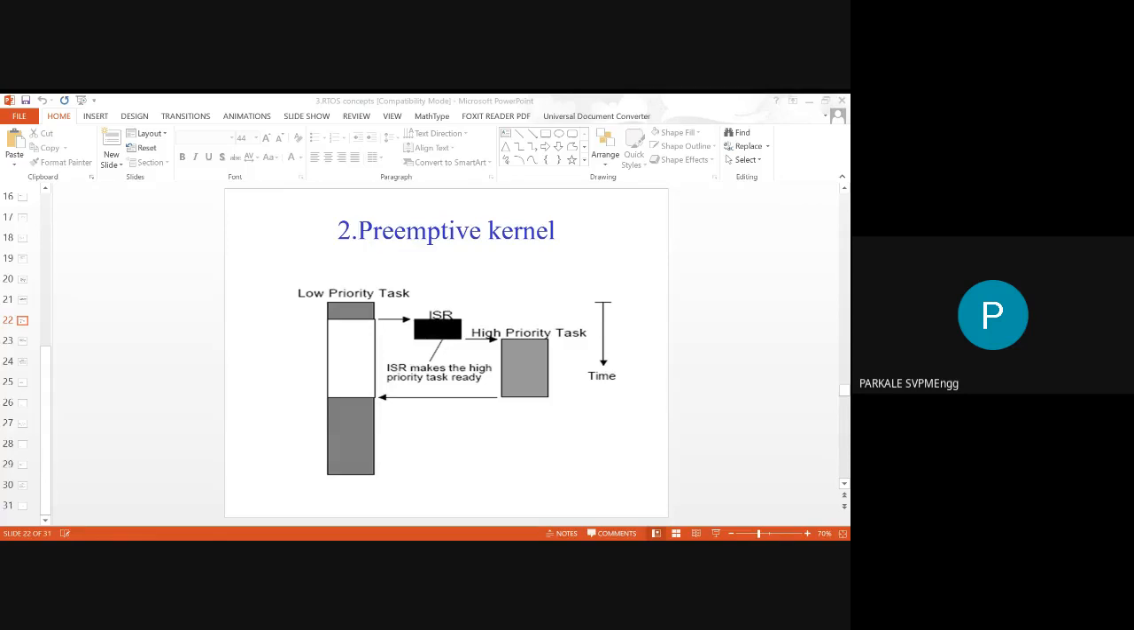So preemptive type of scheduling and non-preemptive type of scheduling. These are the two main scheduling algorithms that are used in RTOS. Now there are many sub algorithms. Okay. So I will stop the sharing.